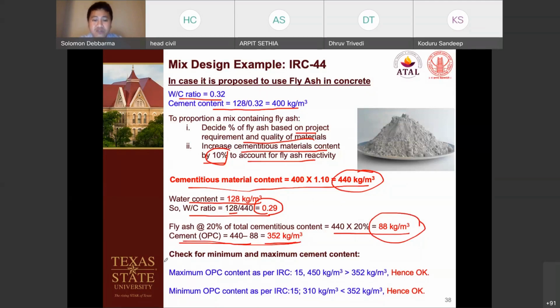So again, now we have to check for minimum and maximum cement content. If you remember from the previous slides, I have mentioned that IRC 44 says that if fly ash is to be utilized, the maximum OPC content should be lesser than 450 kg per meter cube. Since our cement content is lesser, it is safe to use. The minimum OPC content should be 300 kg per meter cube, and since our selected cement content is greater than the minimum OPC content as per IRC 44 and IRC 15, it is okay to go for this cement content.